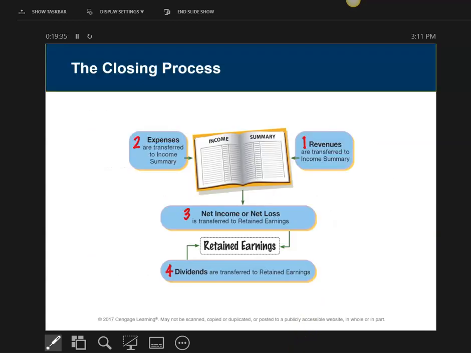So I'm going to skip over this. We're going to come back. So 4 accounts is all we need to know about. So write this down. Closing process.